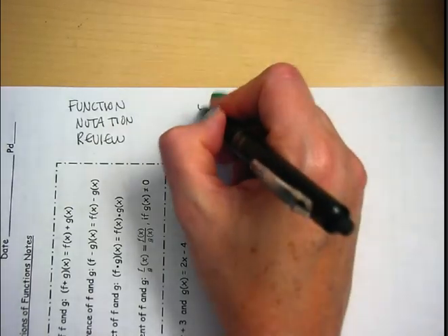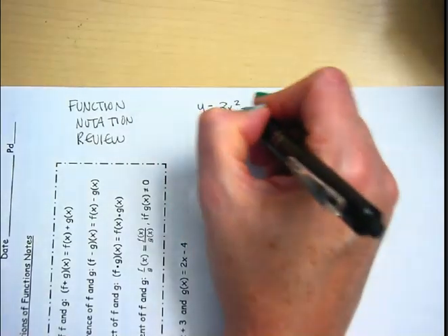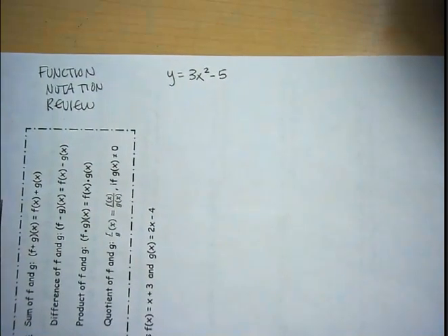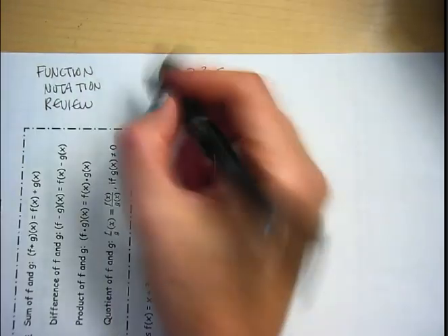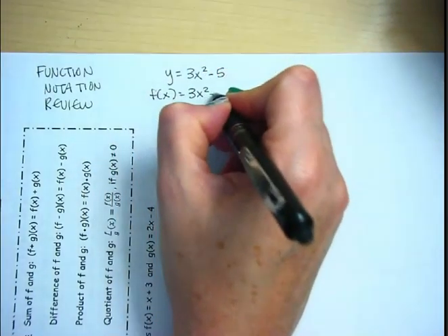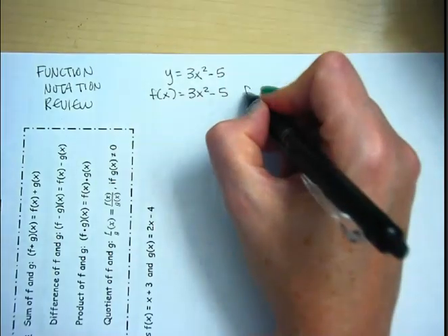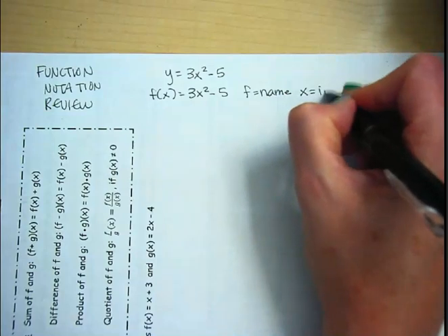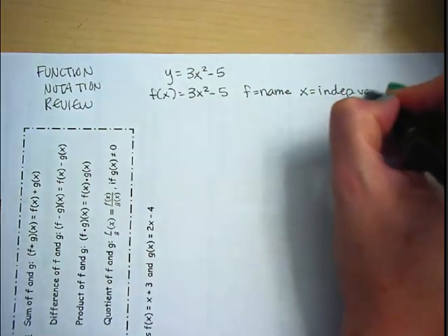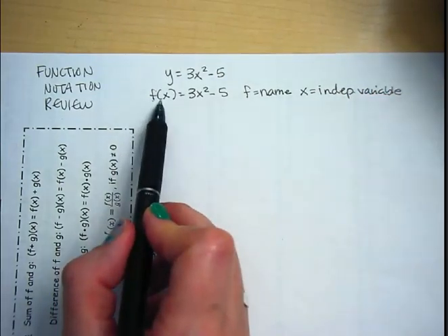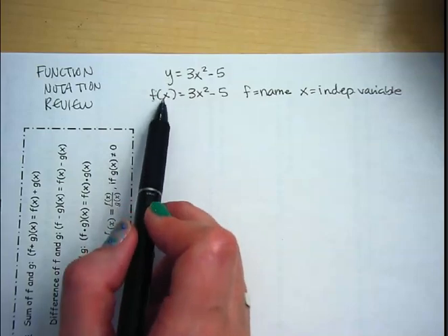So I want to start by showing you an equation. So y equals 3x squared minus 5. This is a lovely equation. This is the equation in function notation, where f is the name of the function and x is the independent variable. So sometimes we use the function notation f of x and y interchangeably.